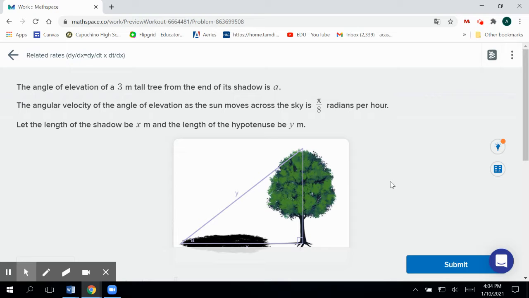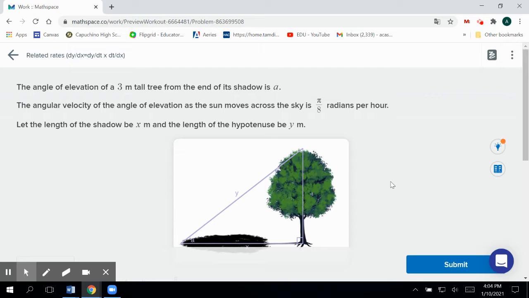Okay, so I am copying down the picture. My tree is going to be 3 meters tall, so I'm putting a 3 on there. It shows me where X is and where Y is and where angle A is. And then it tells me the angular velocity of the angle of elevation as the sun moves across the sky is pi over 8 radians per hour. Okay, so that's an angle and time.